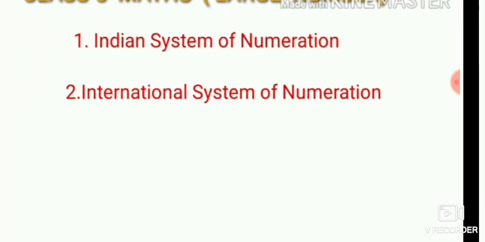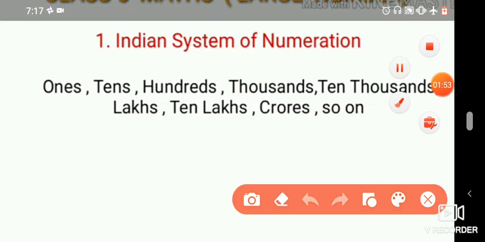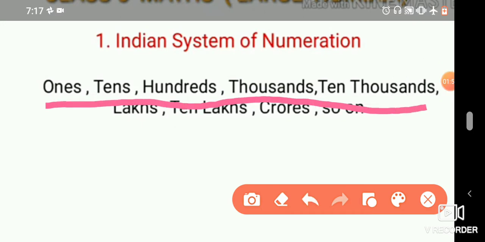Hence, first we'll see there are two types of number system, as I told you before: the Indian system and the international system of numeration. In the Indian system of numeration, there are some periods and places: ones, tens, hundreds, thousands, 10,000, lakhs, 10 lakhs, crore, and so on. These are the periods in the Indian number system.